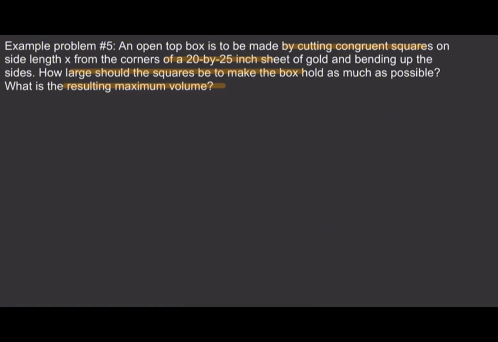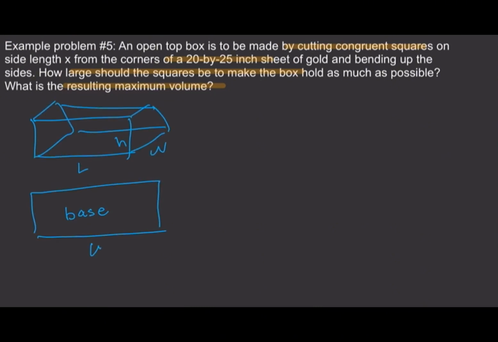Let's draw what the box is going to look like. We are also going to draw the base of the box, so the squares are being cut into the base to make the box. Now the equation. The equation for volume is length times width times height. We can give height the value x. To find the values for length and width, we have to do a little bit of thinking.